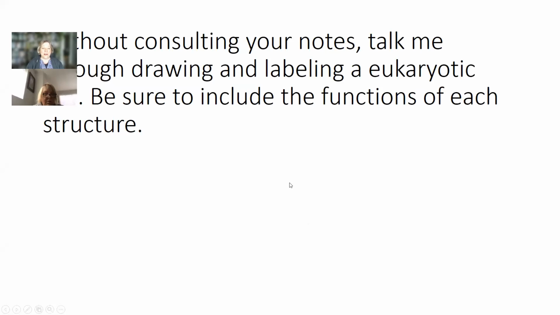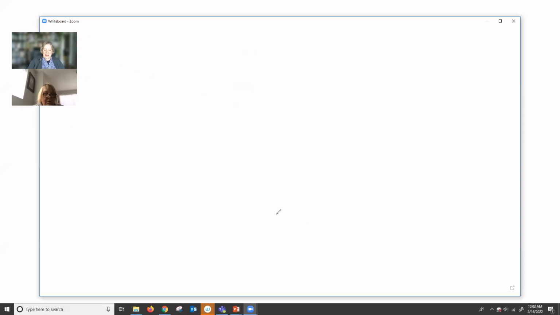All right. So the first thing we're going to do is practice drawing and labeling a eukaryotic cell. Okay. So I'm going to go to the whiteboard. And the plan is, without consulting your notes, because this is an excellent study technique, by forcing yourself to remember, it's kind of like a mental workout. If you make yourself mentally sweat before you look up the answers, you remember them for longer.